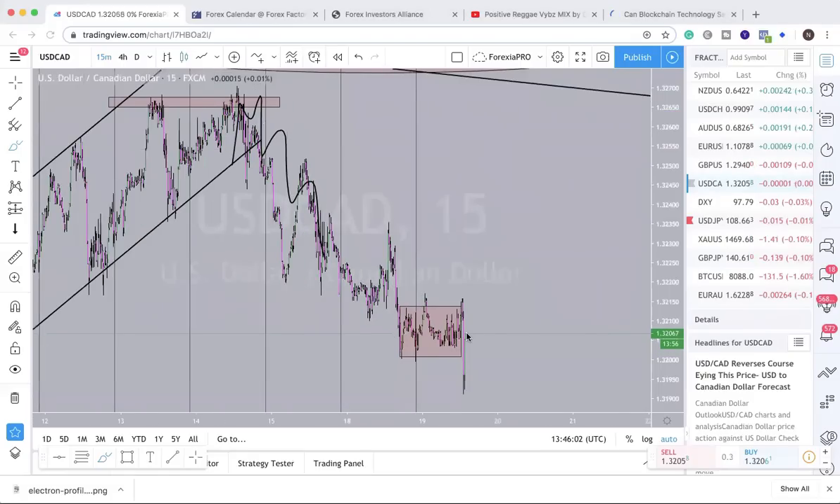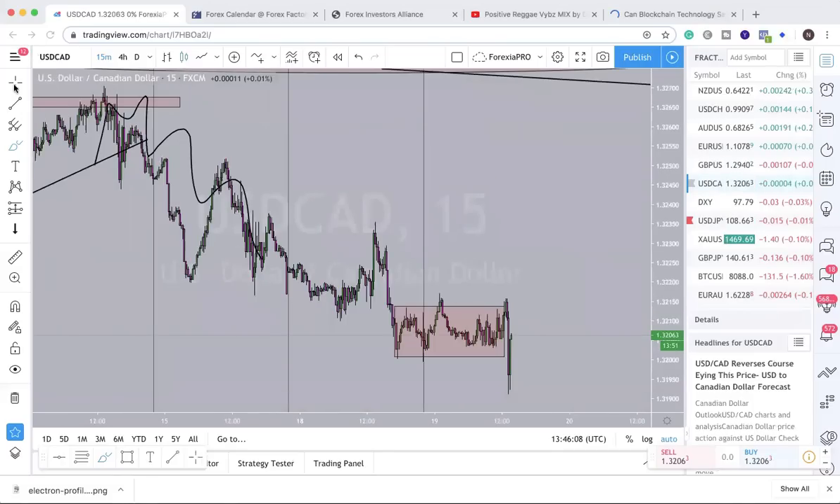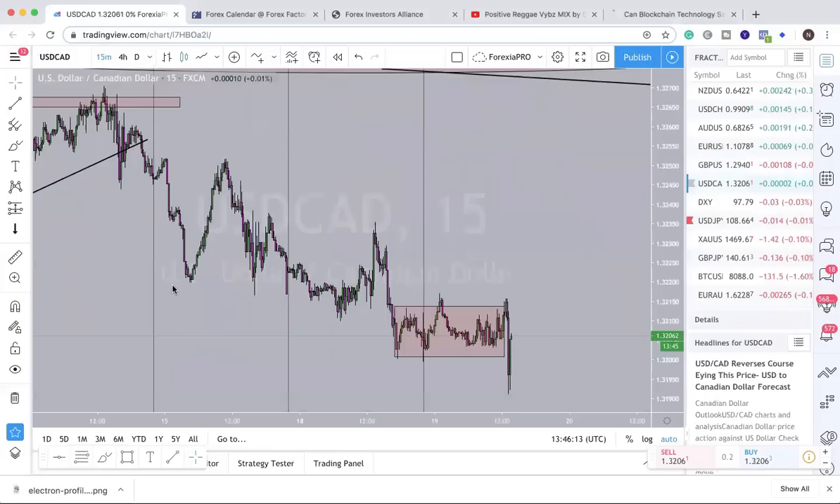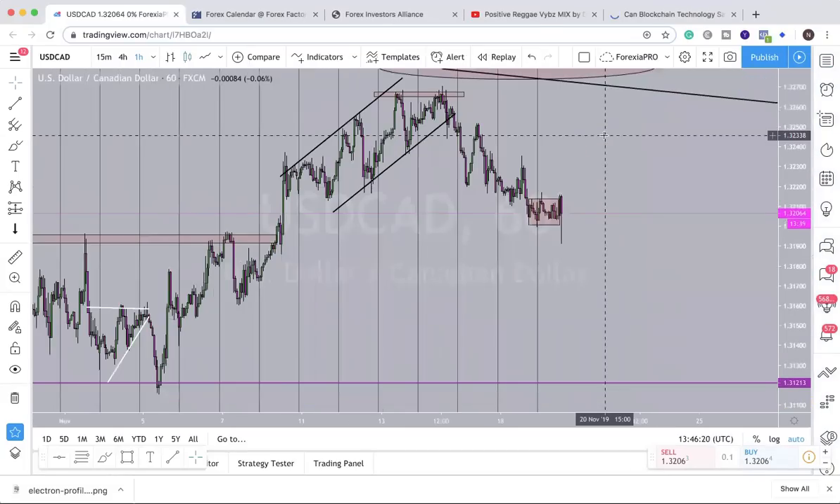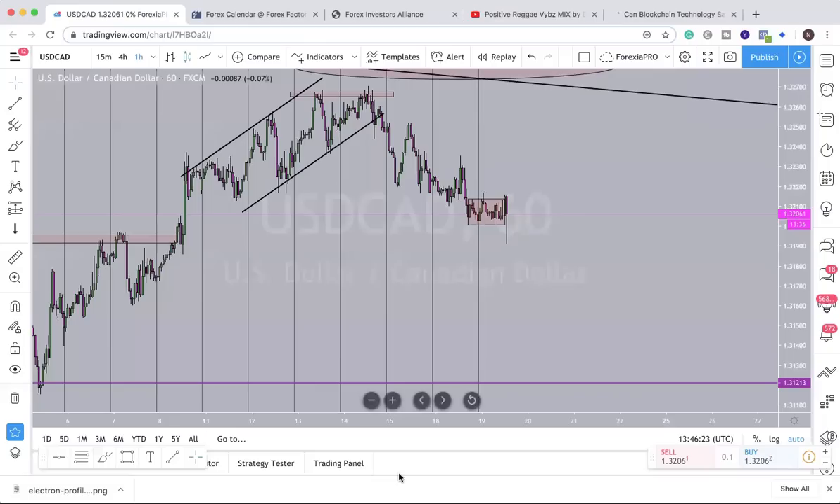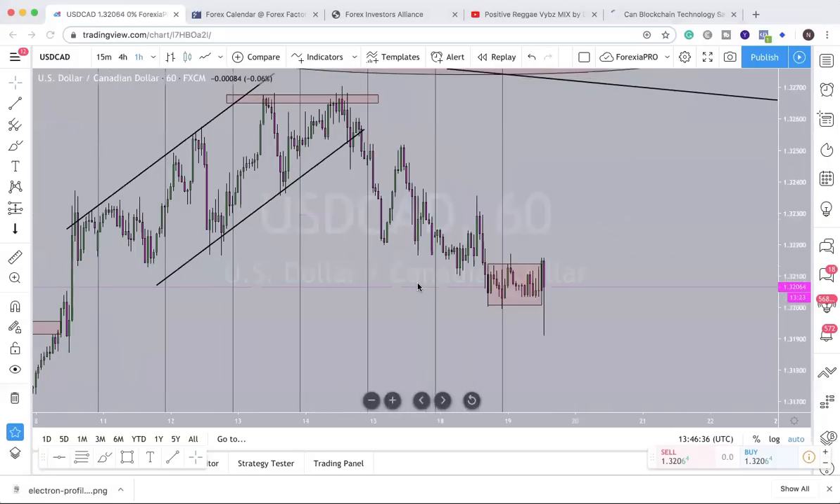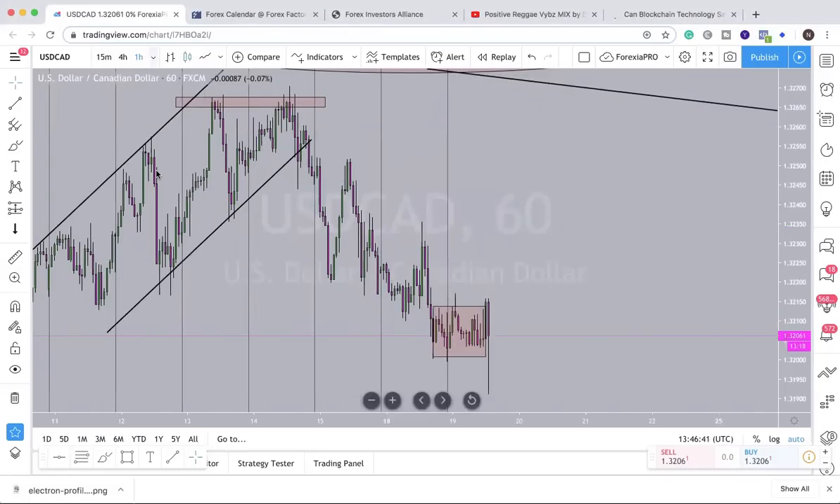USD CAD looks like it was just a big stop hunt. All right, interesting. Looking at the 1 hour chart, we may have a setup here, you guys. Let me analyze it quick.